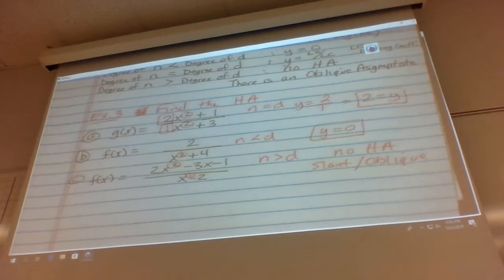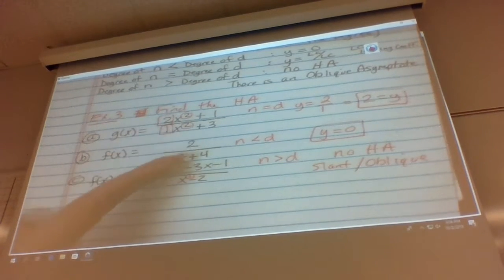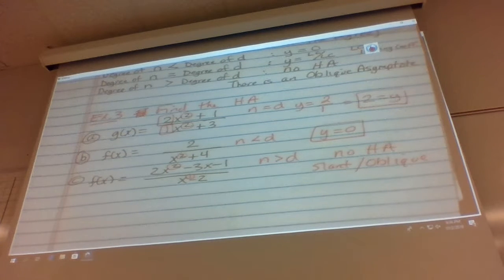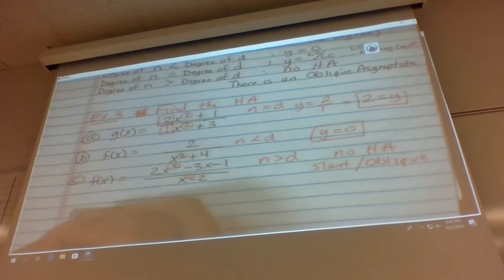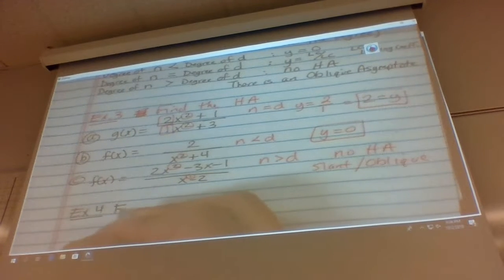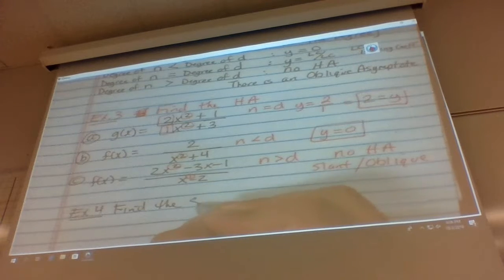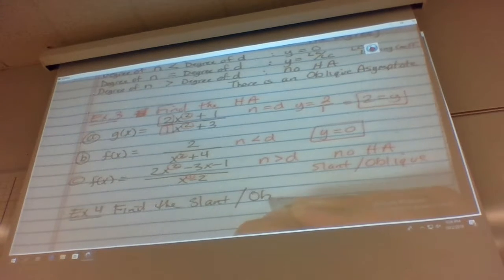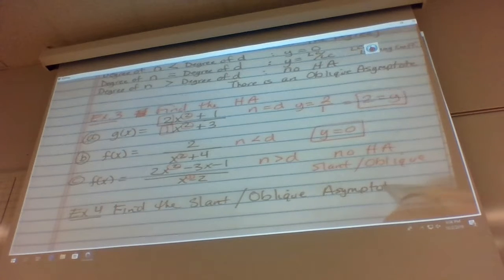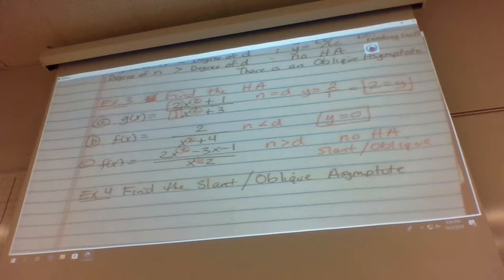All right, example number 4. Find the slant/oblique asymptote. They use both. I have no idea which one they're gonna use in your questions, but they mean the same thing. And you only find the slant/oblique when there's no horizontal asymptote. So I'm gonna rewrite this problem so we can have it here. 2x squared minus 3x minus 1 over x minus 2.